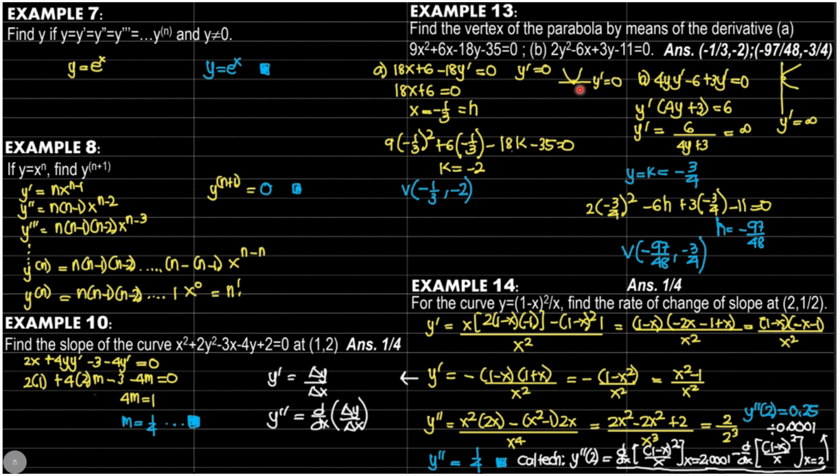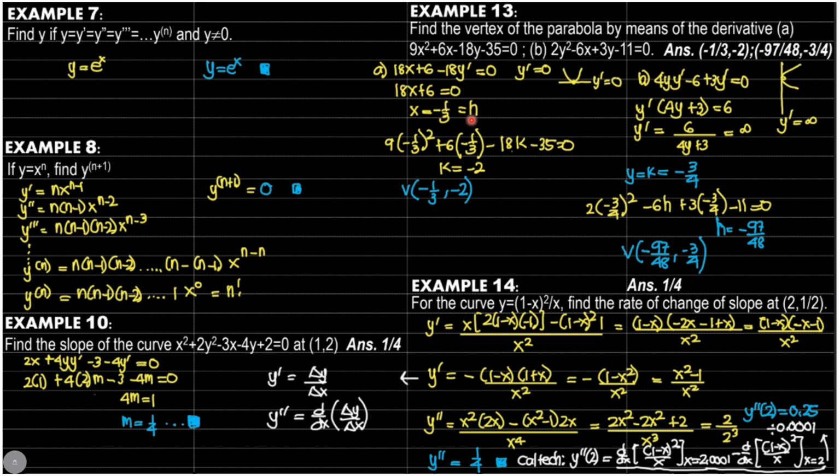So it opens upward, and the vertex is the lowest point, where the tangent is 0. Differentiating, 9x squared gives 18x, plus 6 minus 18y prime equals 0. Then we set y prime equals 0, because the tangent at the vertex is horizontal. Even if it opens downward, y prime is still 0. Solving for x gives negative 1/3.